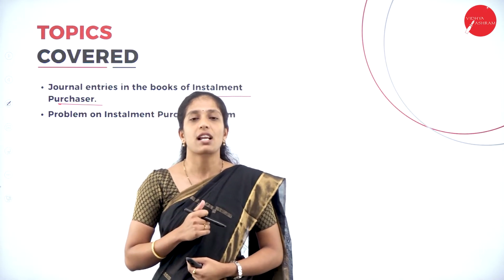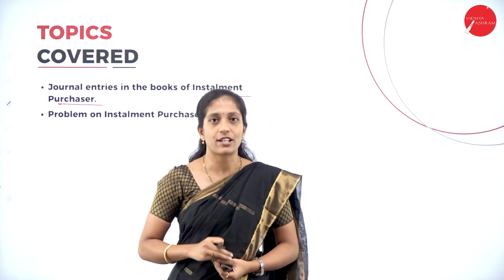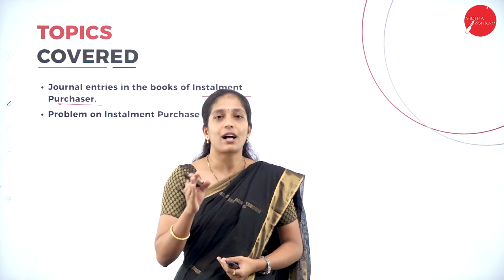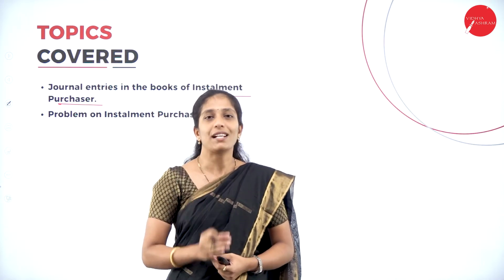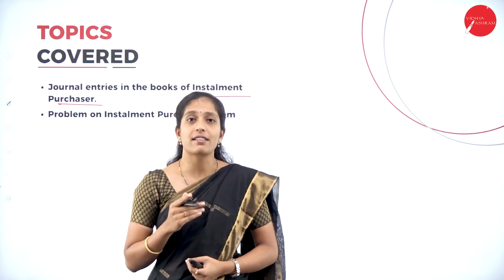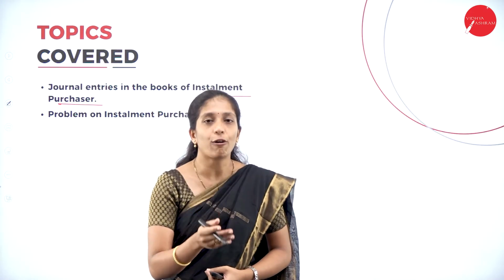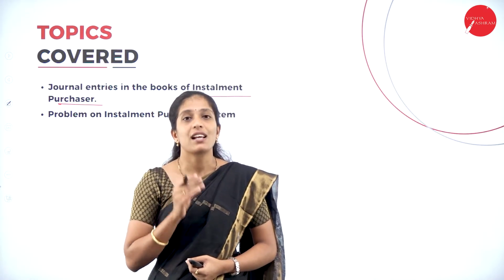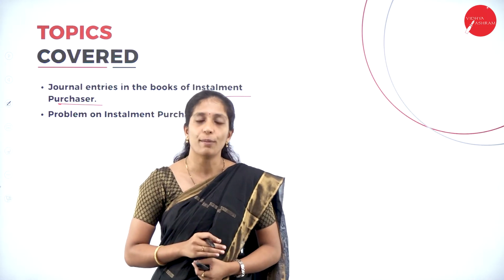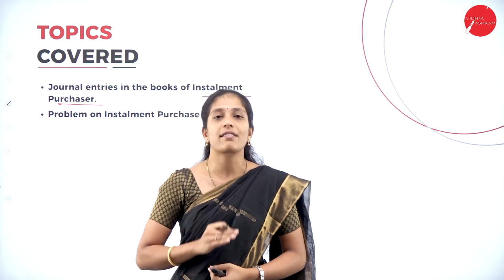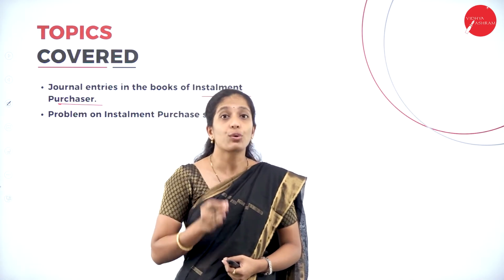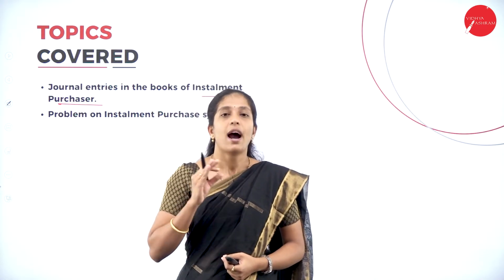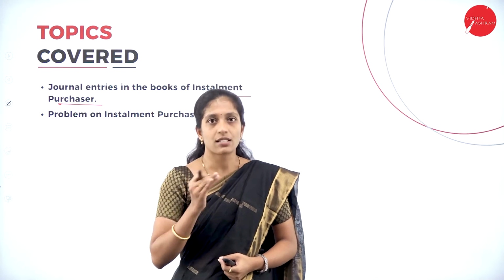Your first entry is for purchasing of assets. So your entry will be asset account debit, interest suspense account debit to installment seller account. And your second entry as usual is for making the down payment. So your entry will be installment seller account debit to bank account. And the third entry is for interest due. So your entry is interest account debit to interest suspense account. And your fourth entry is for installment paid.